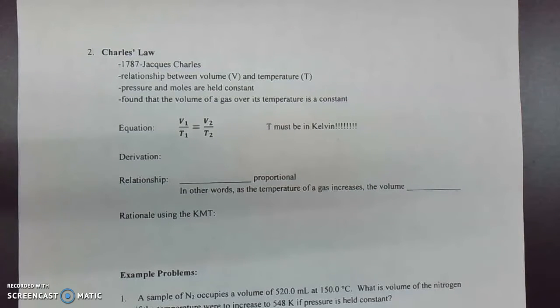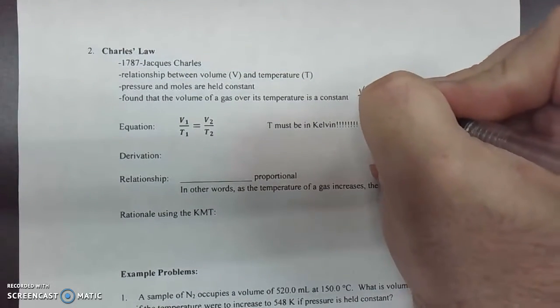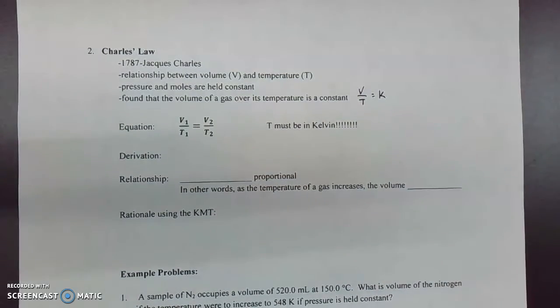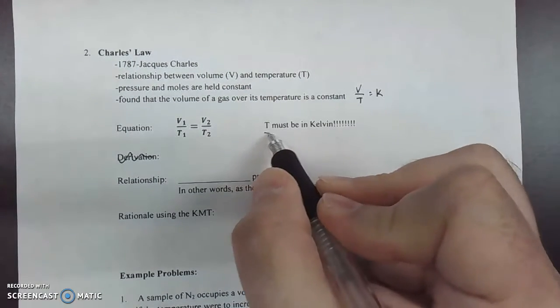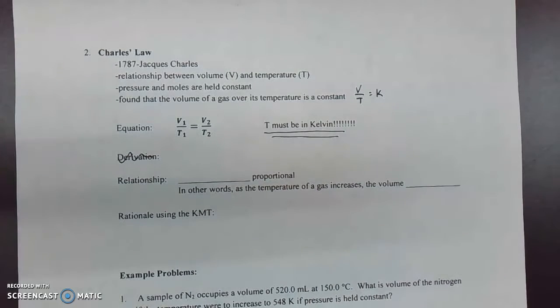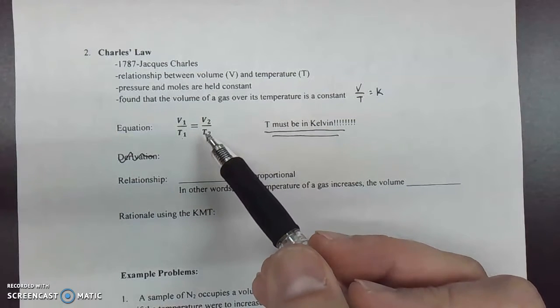Charles' law was discovered by Jacques Charles in 1787, and he studied the relationship between the volume and temperature of a gas, when pressure and moles are held constant. He found that the volume of a gas over its temperature is a constant. So V over T is equal to a constant. We're not going to go over the derivation of this, but temperature must be in Kelvin for all of these equations. So V1 over T1 is equal to V2 over T2.